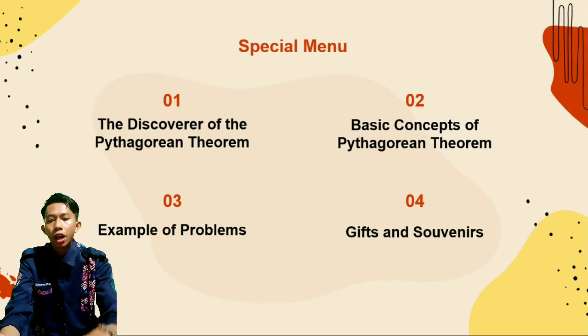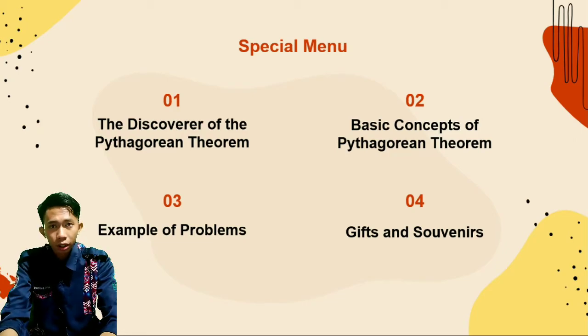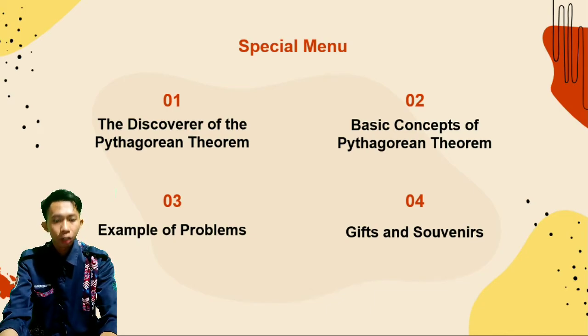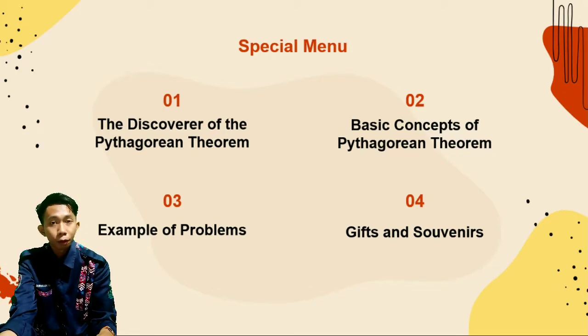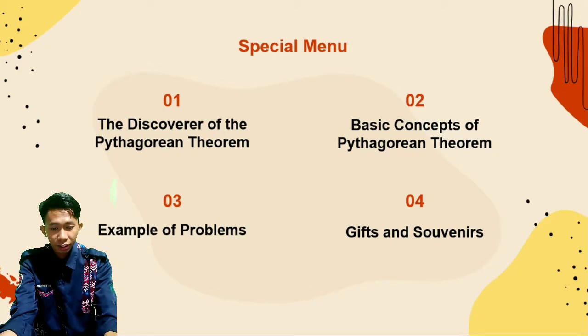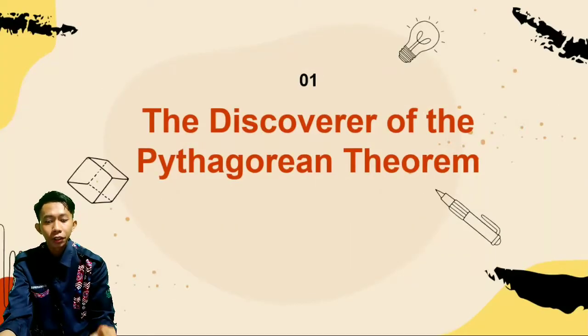Let's see. We have a special menu today. First, we're going to talk about the discoverer of the Pythagorean theorem. Second, we have the basic concept of the Pythagorean theorem. Third, we have the example problems, and I also have gifts and souvenirs for you guys. So make sure you watch this video until the end.